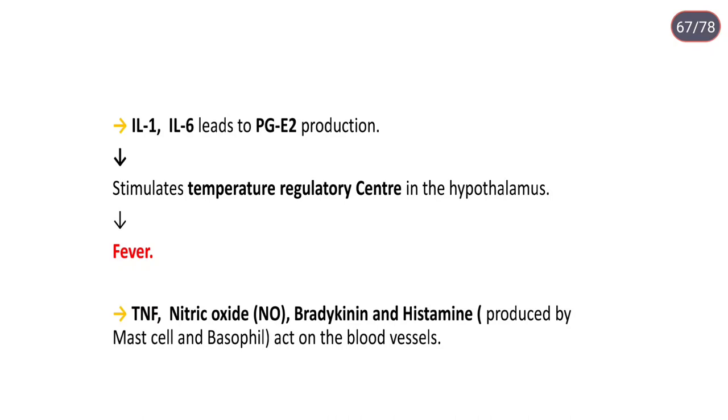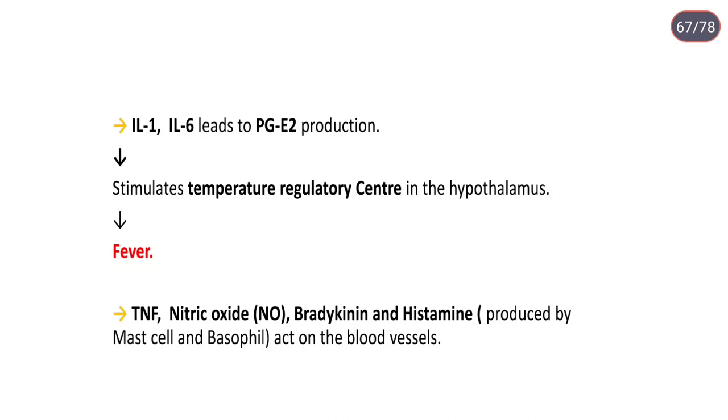fever. So interleukin 1 along with interleukin 6 leads to production of prostaglandin E2 in the hypothalamus, which causes the temperature regulatory center in the hypothalamus to get set at a slightly higher level, which induces the increased temperature of the body, or fever.